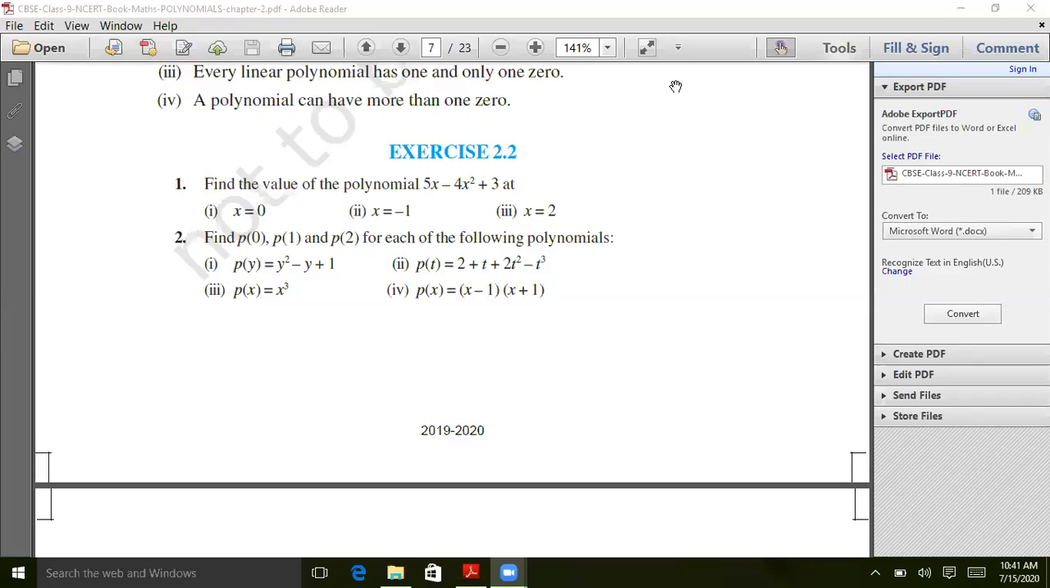Exercise 2.2 is find the value of the polynomial. Find the value of the polynomial 5x minus 4x square plus 3. The polynomial is given at x equal to 0. So what does it mean? कि आपको x को 0 put करना है और आपको polynomial की value find out करनी है, right?